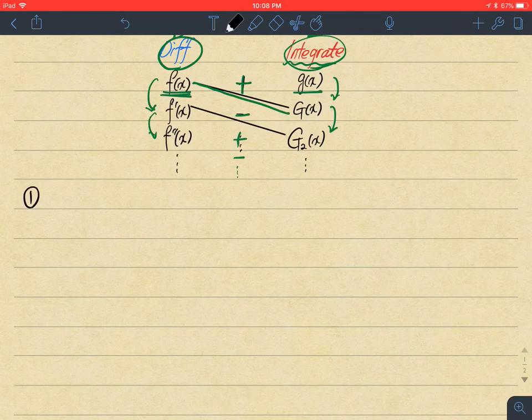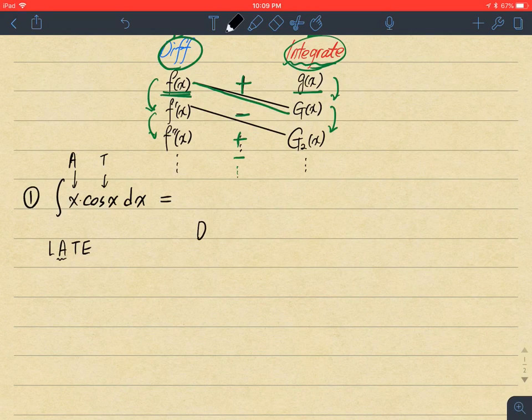So here's the first example. Get the antiderivative of x times cosine x. You just write LATE here, and this is an algebraic function, and here is a trigonometric function. A is on the left, so you want to take the derivative of x, and you want to take the antiderivative of cosine x. So you write D here and I here. You write x and cosine x.